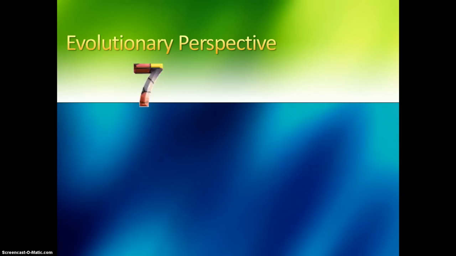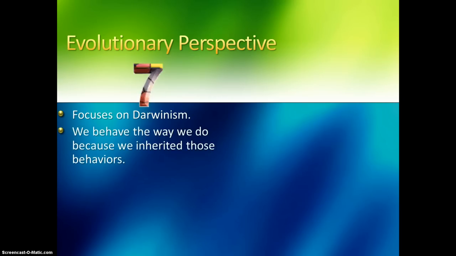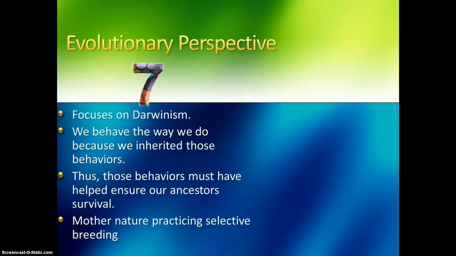All right, our second one is the evolutionary perspective. Oh, 7. This one's going to talk about Darwinism. You guys have talked about Darwinism both in science and in social studies in terms of social Darwinism, and the whole idea is survival of the fittest. Well, in psychology, we're not talking necessarily about survival of the fittest people. I mean, to an extent we are, but sort of the survival of the fittest behaviors. So we behave the way we do because we inherited those behaviors. And the behaviors that we have, we must have them because they are helping us to survive. So it's basically Mother Nature that has made us who we are.